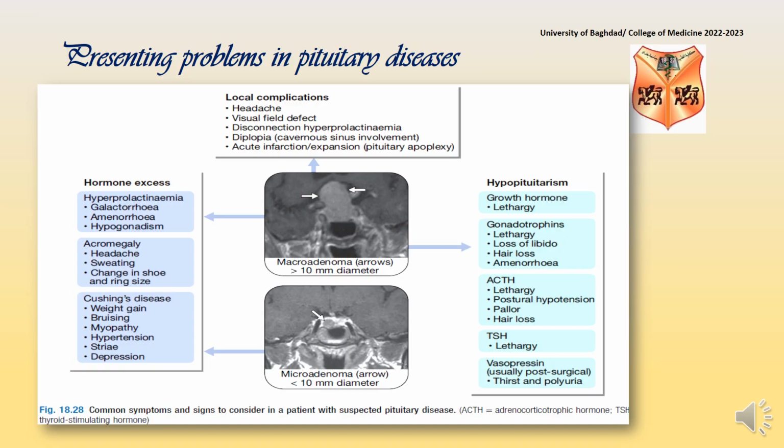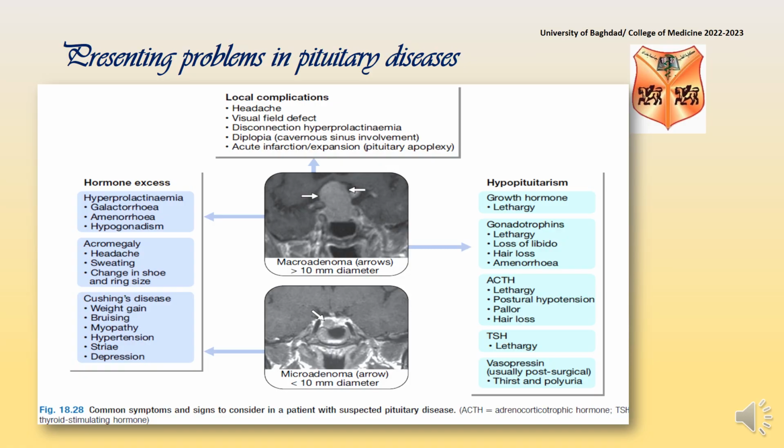About hormonal axis, we have hyperprolactinemia due to oversecretion of prolactin, which causes galactorrhea, amenorrhea, and hypogonadism. We have acromegaly, hypersecretion of growth hormone, which causes headache, sweating, change in shoe and ring size, or in another term, increased acral sizes. Cushing disease causes weight gain, bruising, myopathy, hypertension, etc., and depression.